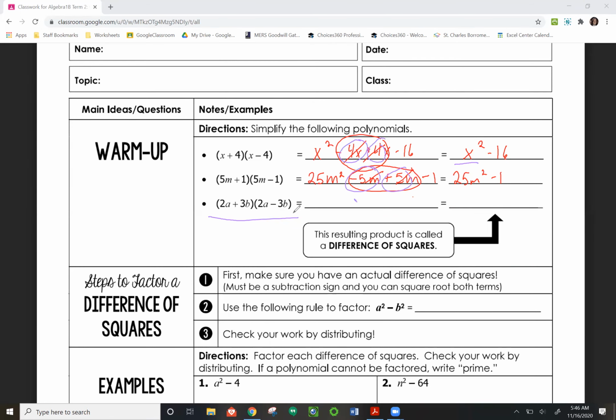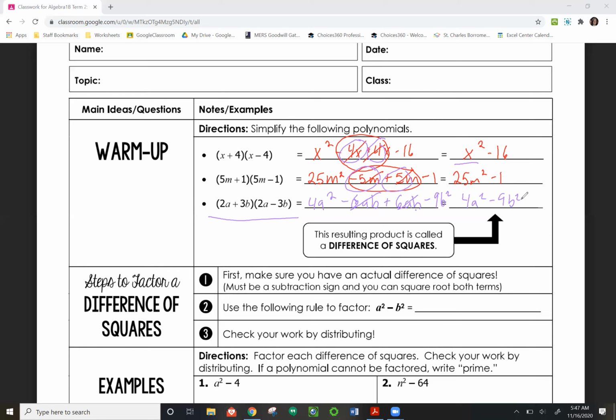So let's multiply it out and see. 2a times 2a is 4a squared. 2a times negative 3b is negative 6ab. 3b times 2a is a positive 6ab. I always write in alphabetical order, ab. And then positive 3b times negative 3b is negative 9b squared. Those middle terms end up going away. Shocker. 4a squared minus 9b squared.